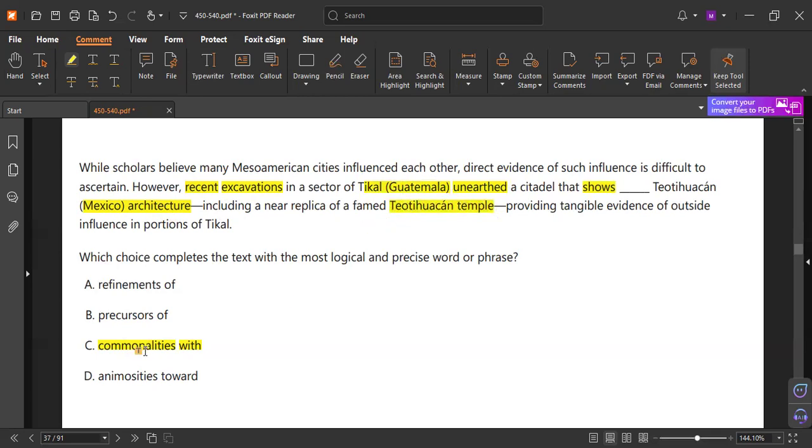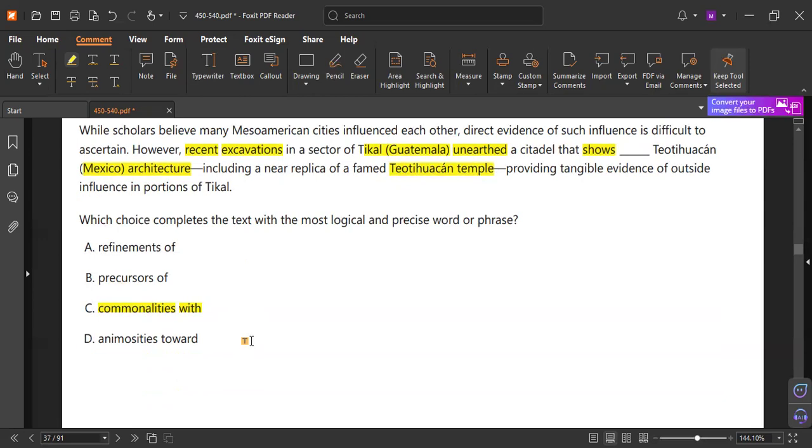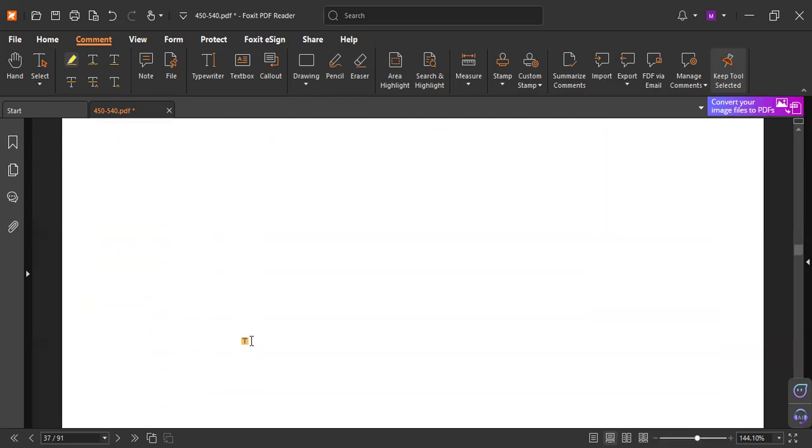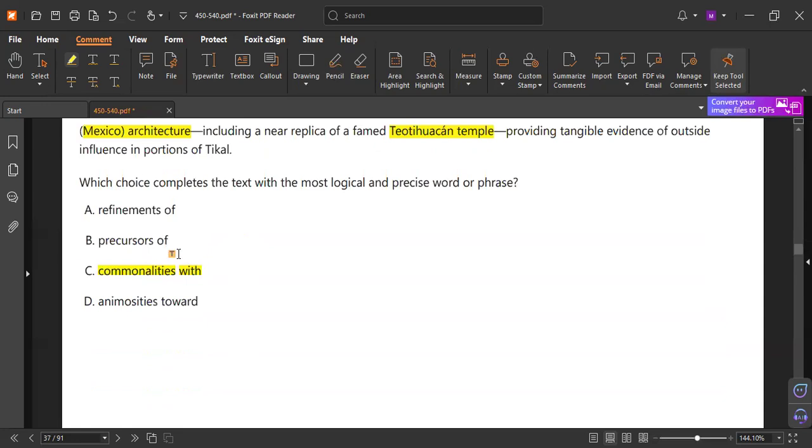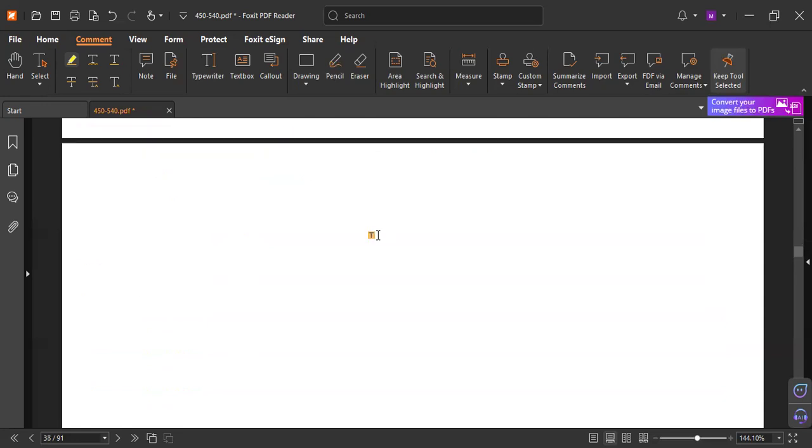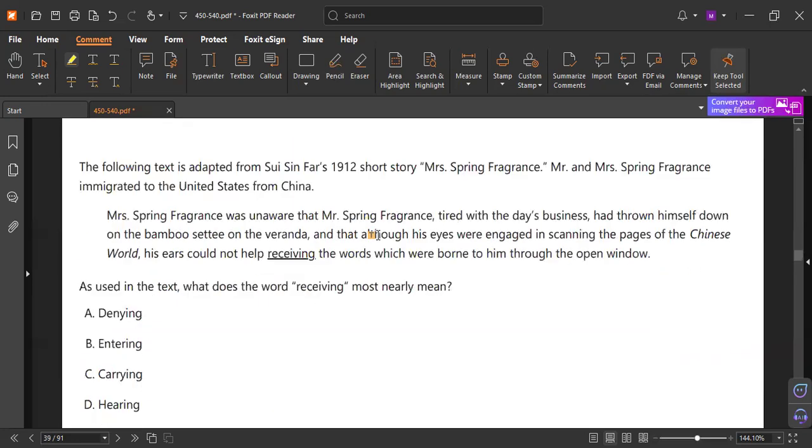So commonalities comes from the word common. Something common, just like something shared together. We share it together, we have the same similarities, right? And here it's the latest. What is the next?